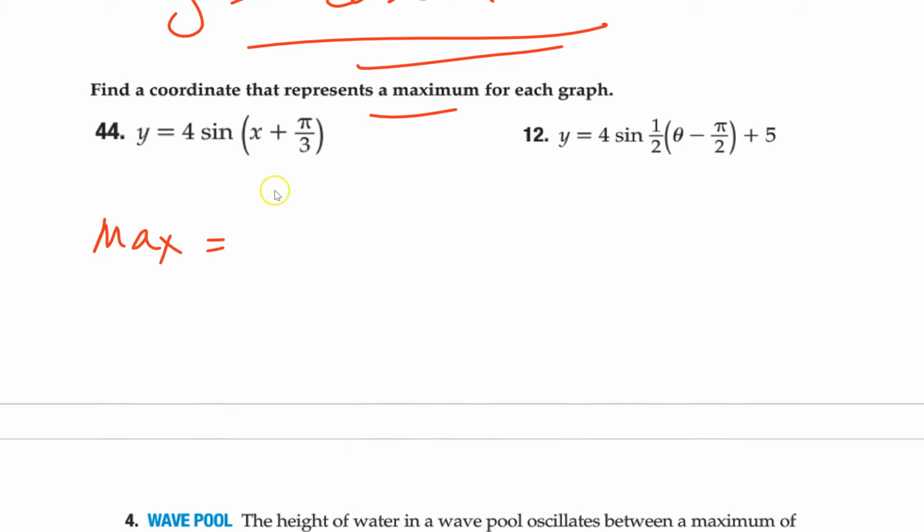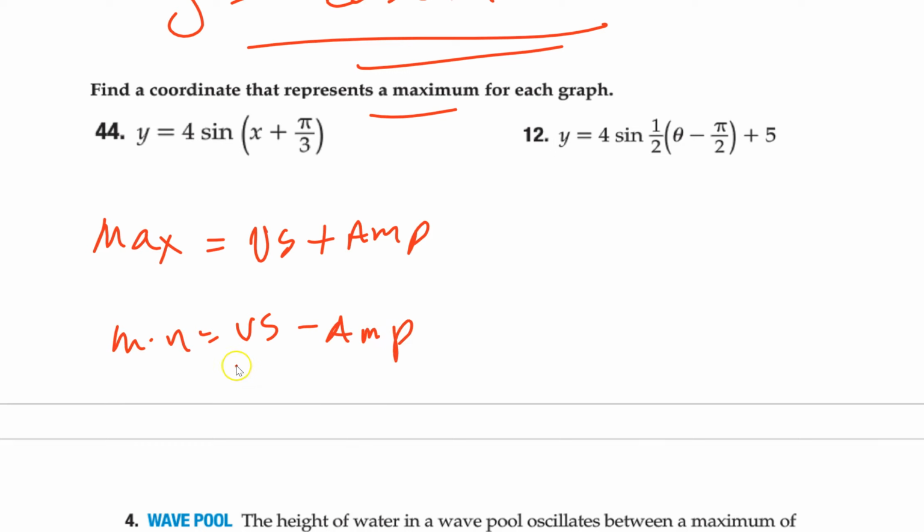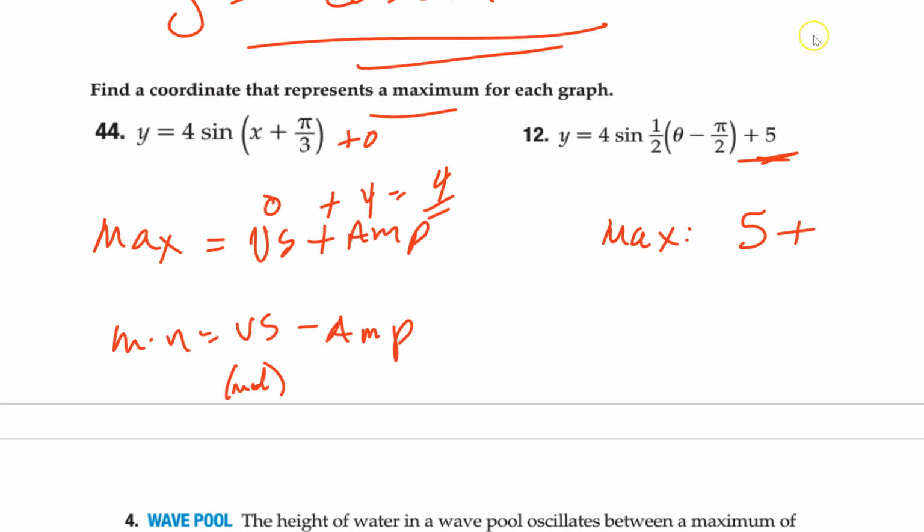So that's all it is. It's just the vertical shift plus amp. If you want the min, it's a vertical shift minus the amp. Remember, vertical shift, that's just the middle. So you just get your middle, and then you add the amp to it or subtract it. So in this case, my middle is 0 and my amp is 4. So that's my max. If I was doing this one, my middle is 5. So my graph's starting at like positive 5, and then I'm gonna add 4 to it. So my max's gonna be 9.